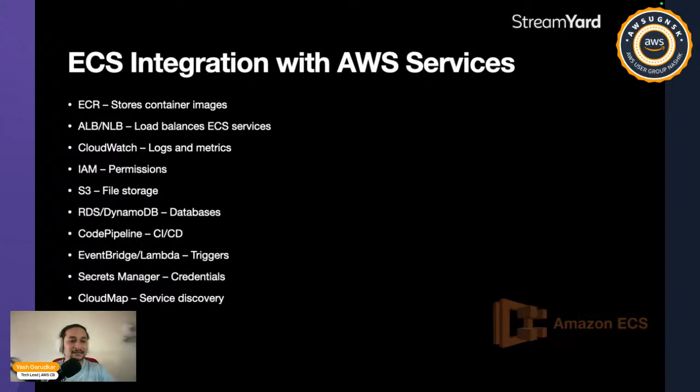Then there is RDS, Relational Database Service. I think everyone knows what a relational database service is, so I'm not going to go deeper into that. Then CodePipeline is a service by AWS for your CI/CD tasks, continuous integration and continuous deployment.